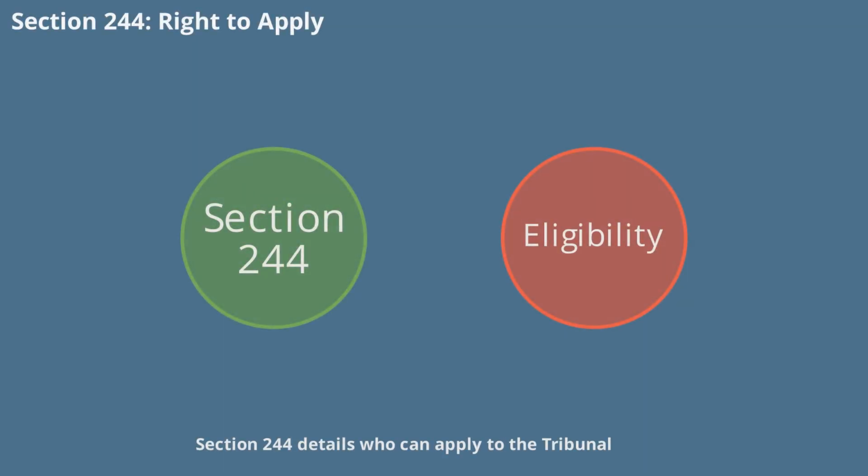Section 244 details who can apply to the tribunal. In companies with share capital, the lowest of 100 members, 1/10 of total members, or those holding 1/10 of issued share capital can apply. For companies without share capital, at least 1/5 of the members must apply. The tribunal can waive these requirements, making it easier for genuine cases to be heard.